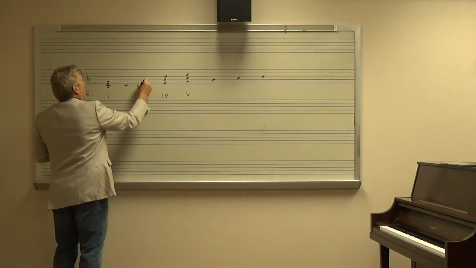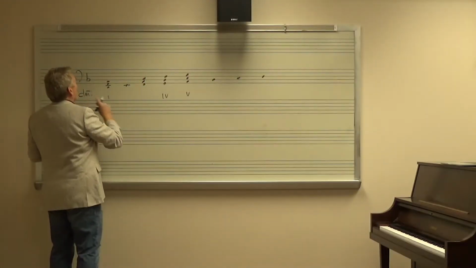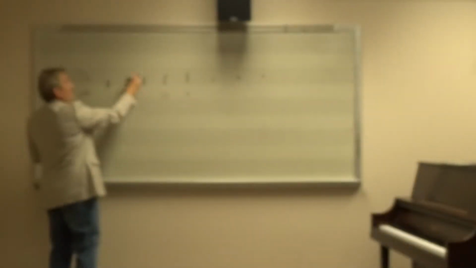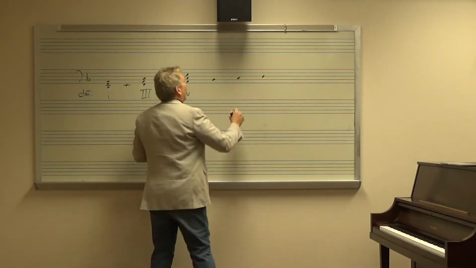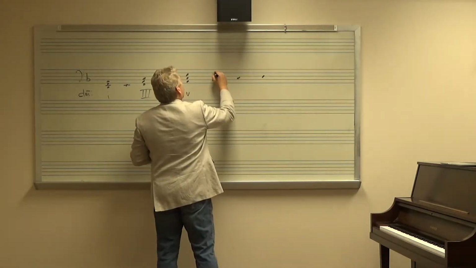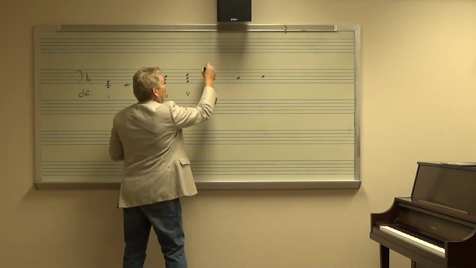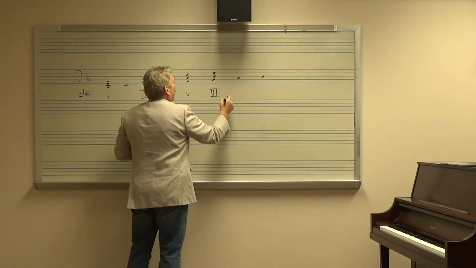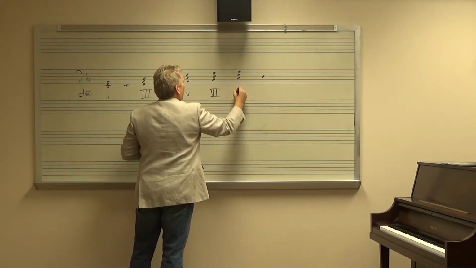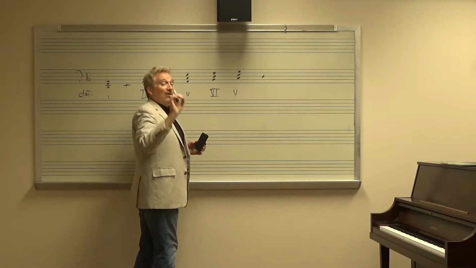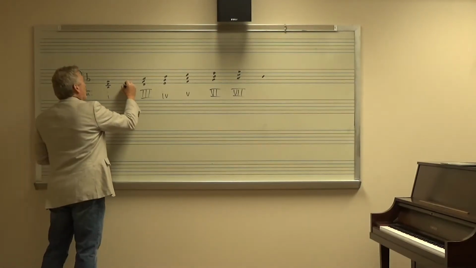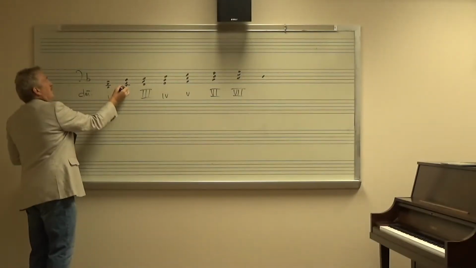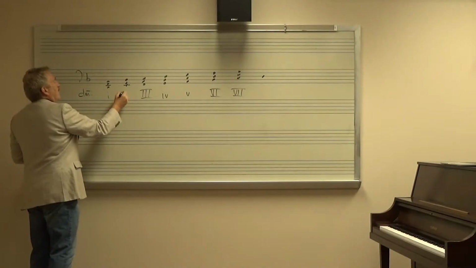However, if I build a triad on my mediant, my 3rd degree, I get a major triad, F, A, C. That would get an uppercase numeral. And the same thing if I build my submediant, B flat, D, F. That also is a major triad, as is my subtonic. Remember, this is a subtonic because it is the lower 7th degree. That will also be a major triad. Note here then that my supertonic, E, G, B flat, is a diminished triad.